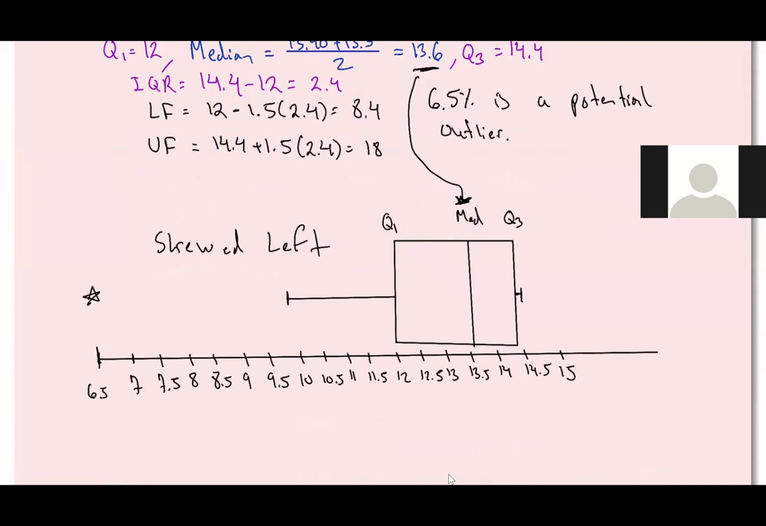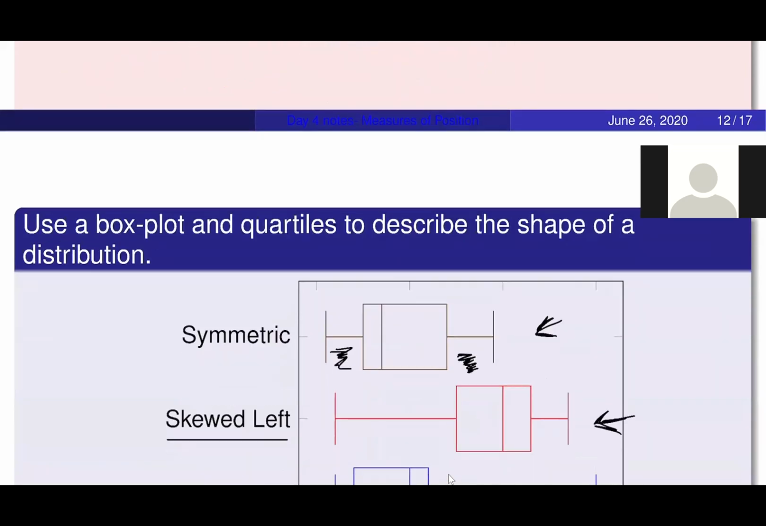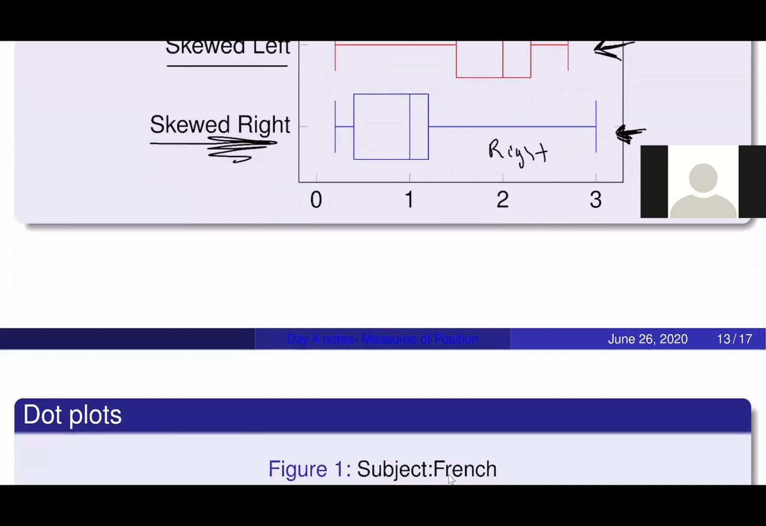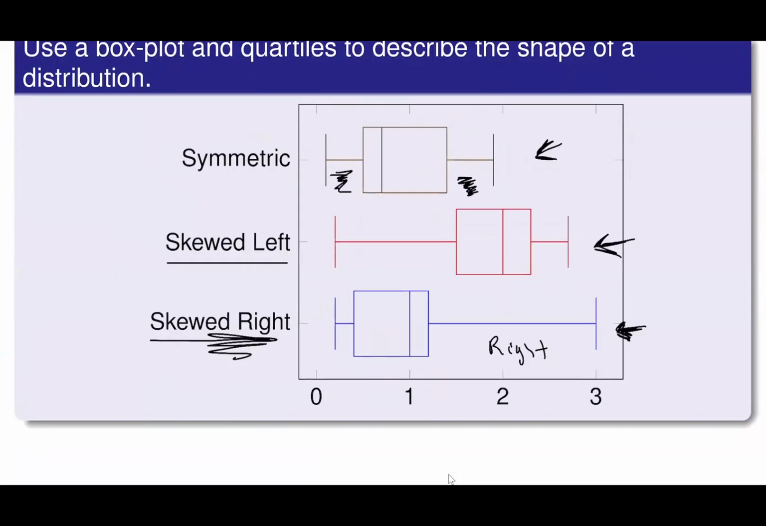And skewed to the left because we have an outlier here. But also if we didn't have the outlier, you could clearly see this whisker is longer than this whisker, so that way it's skewed to the left. All right, and that's the box plot. Any questions in regard to box plot?